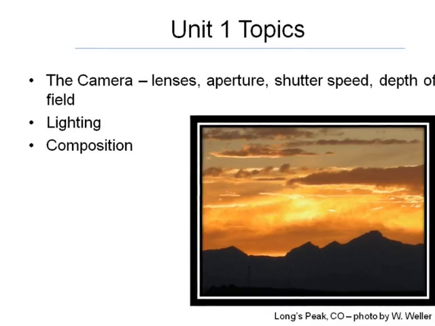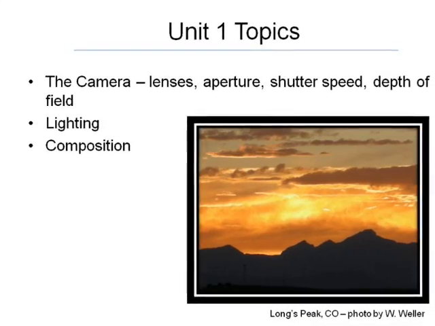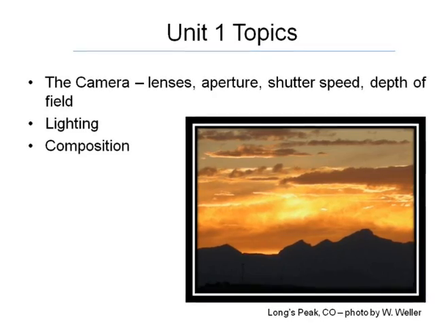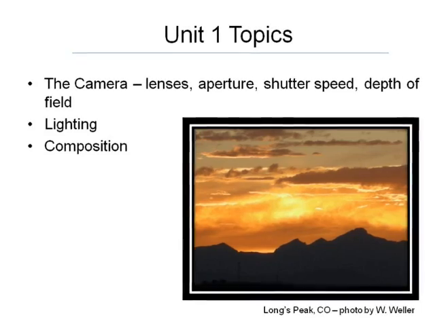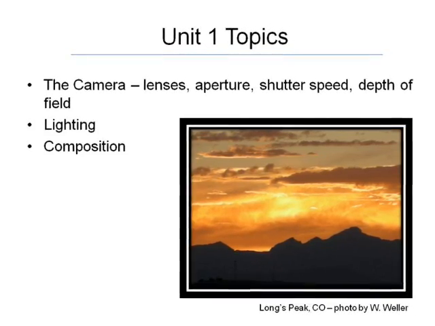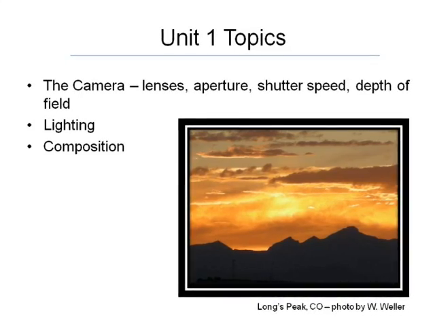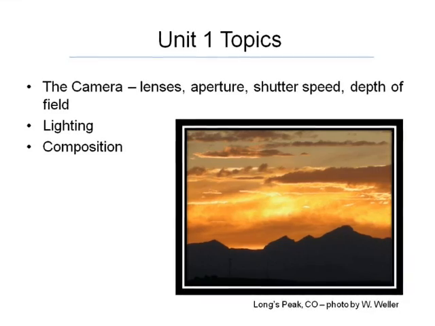So for Unit 1, we'll be talking about the camera. Now, obviously, we can't talk specifically about your camera, but we're going to talk about some of the concepts of cameras, including what lenses actually do and how they work. We're going to introduce you to some terms such as aperture, shutter speed, and depth of field. We're going to talk about lighting, what's the best lighting under which to take pictures and why, and then we're going to talk a lot about composition. And during this unit, you will be turning in some photographs.